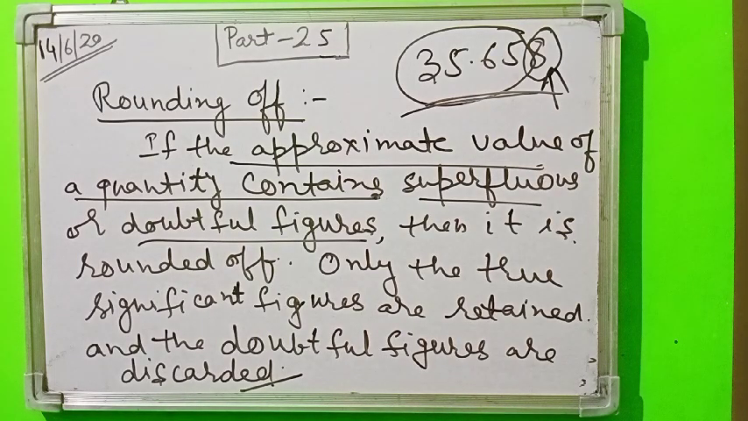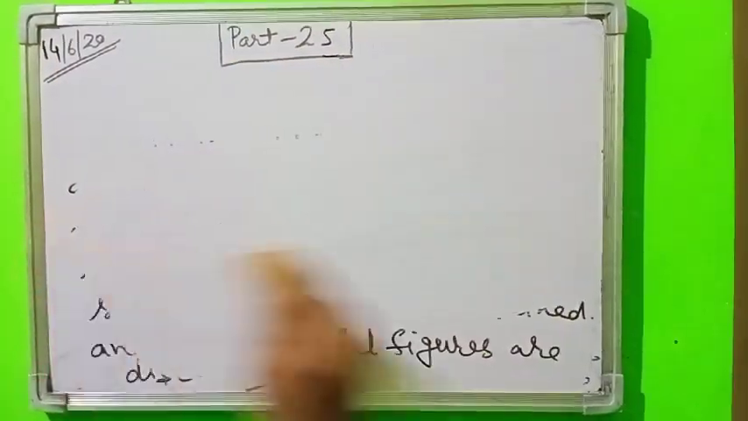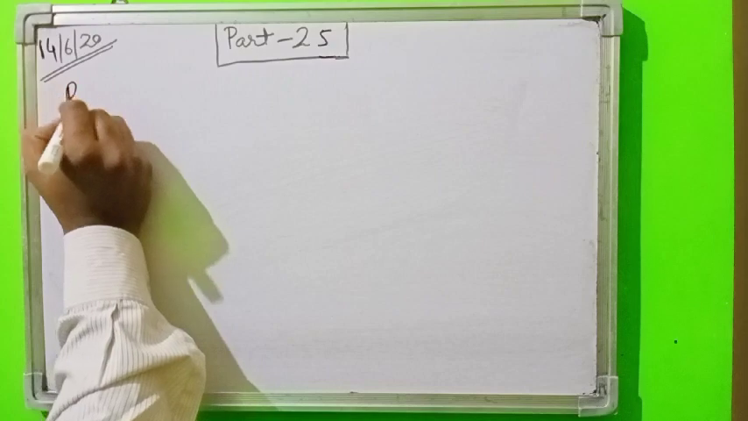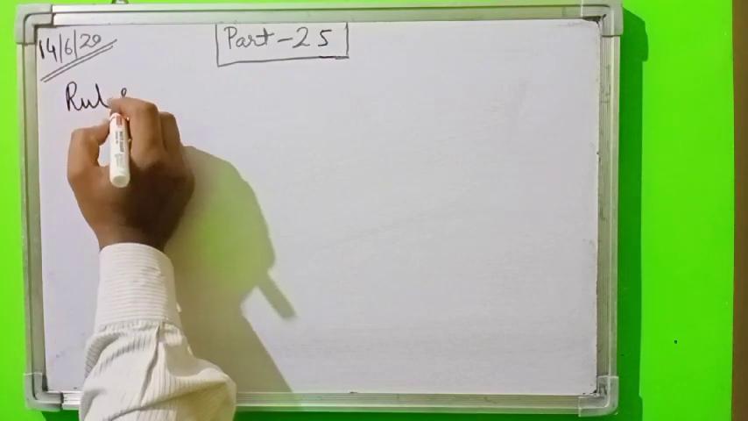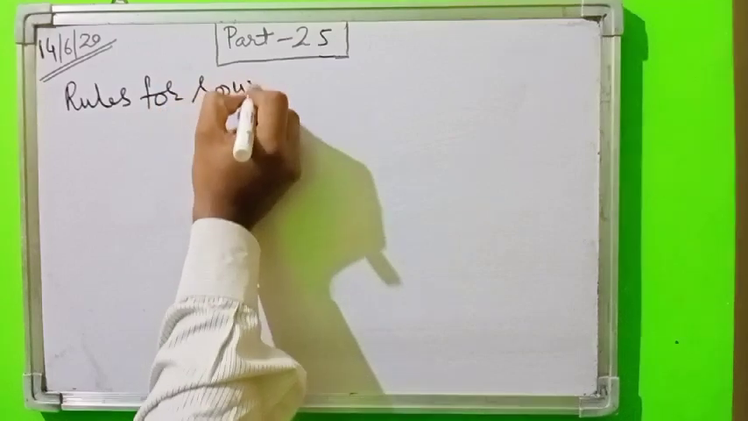Now we will study certain rules for rounding off. What are the rules for rounding off? I hope you have understood this. I explained it with a live example as well as a definition, and by taking an example also. Now we will see certain rules for rounding off.